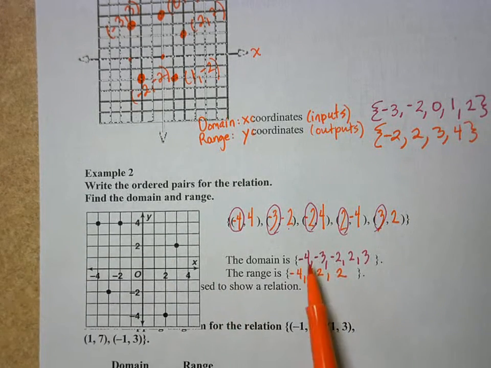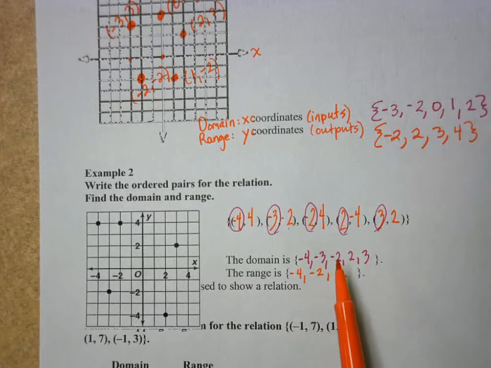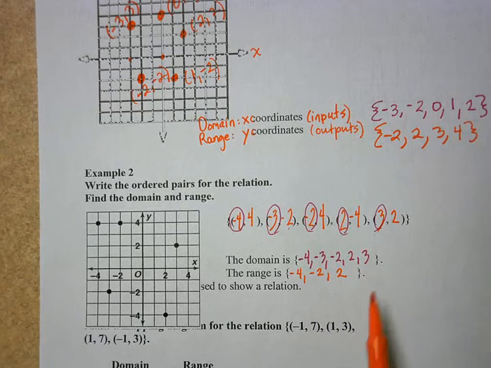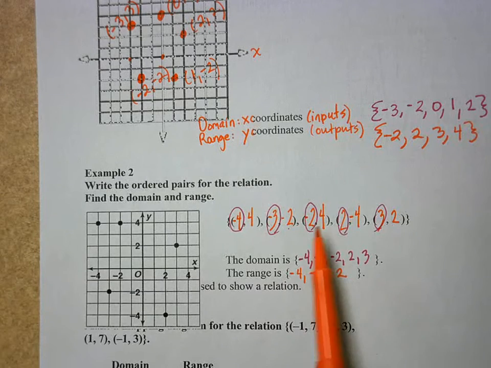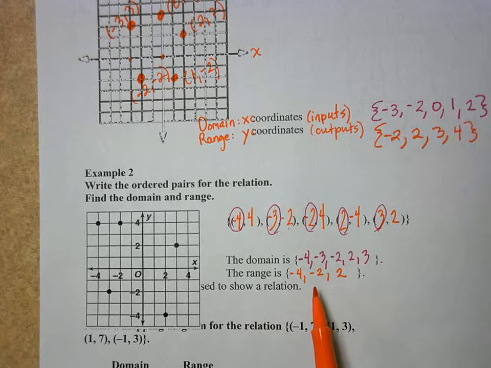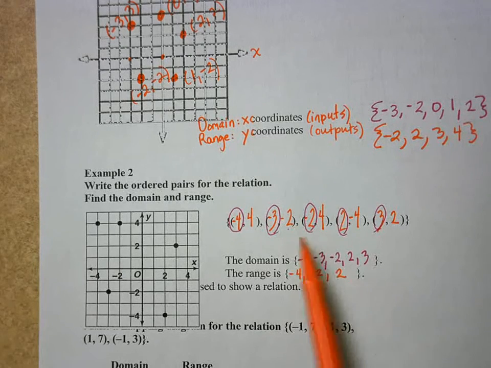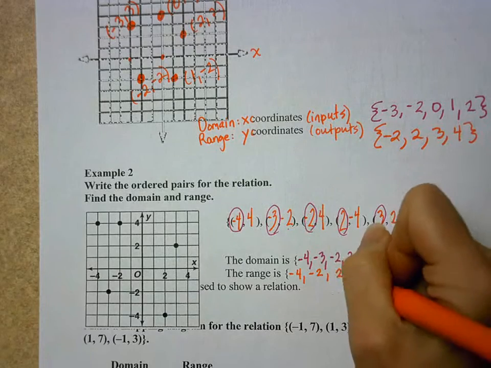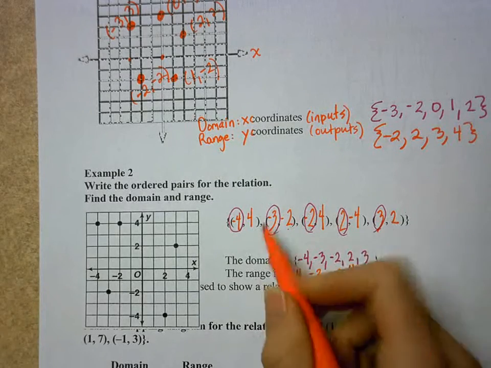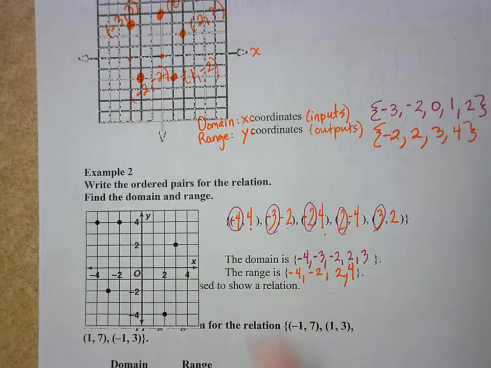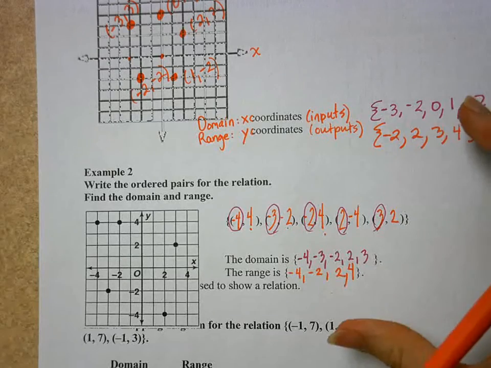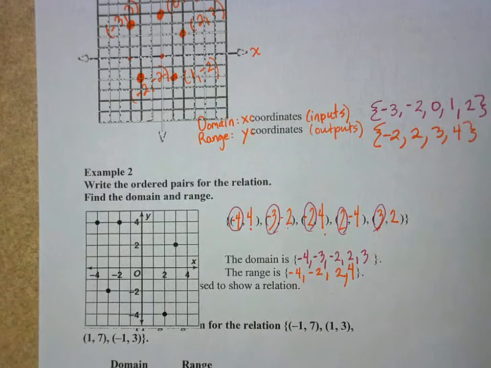The domain, you should have in order, -4, -3, -2, 2, and 3. The range in order, hopefully you only listed the number 4 once, even though it occurred twice. So you should have -4, -2, 2, and 4. Okay. That's a relation. It's a bunch of input and output values.